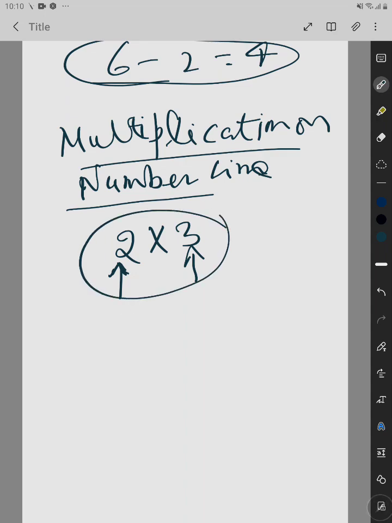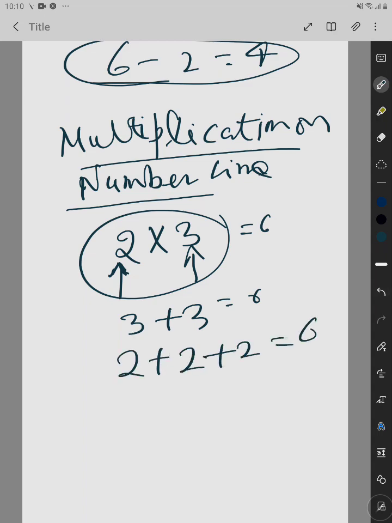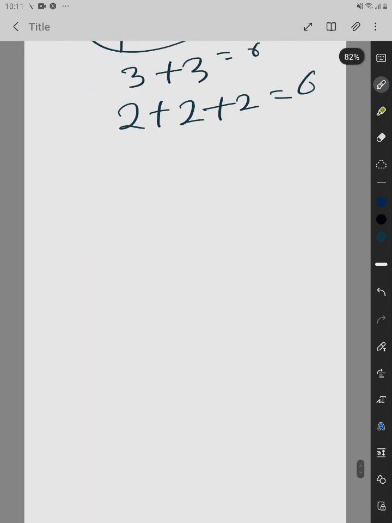3 is added 2 times, means 3 plus 3 is added 2 times. Okay, here it will be 6, and 2 is added 3 times, means 2 plus 2 plus 2, this is also 6. Okay, so the concept is like this. So we'll explain it after taking some examples here.